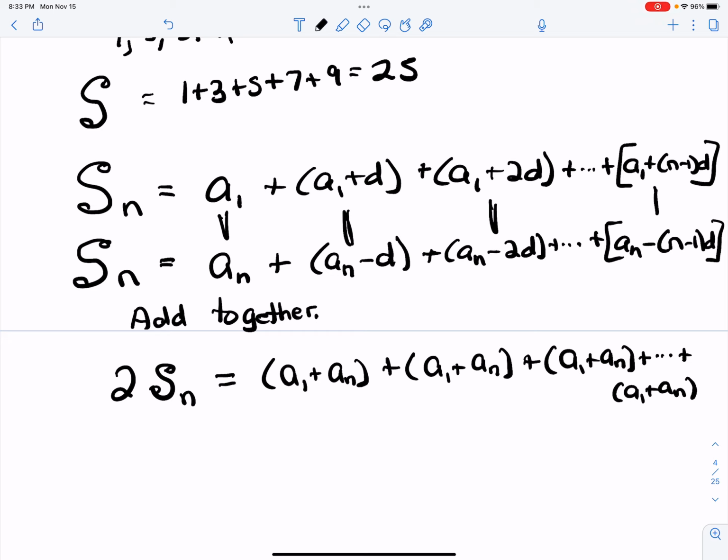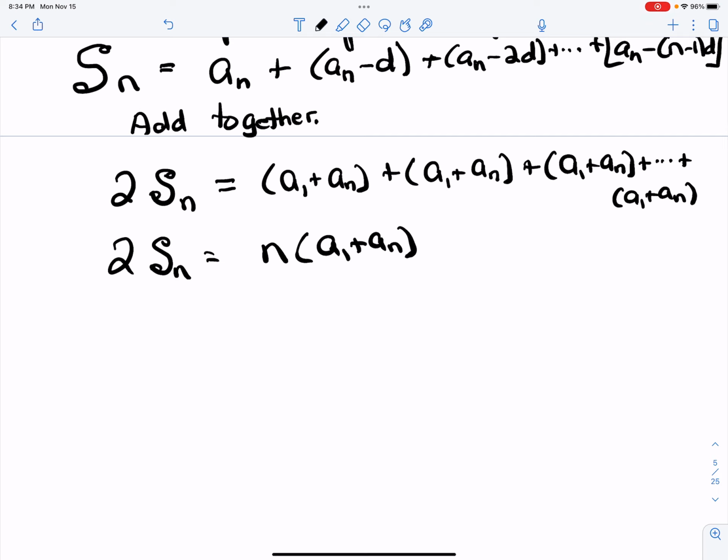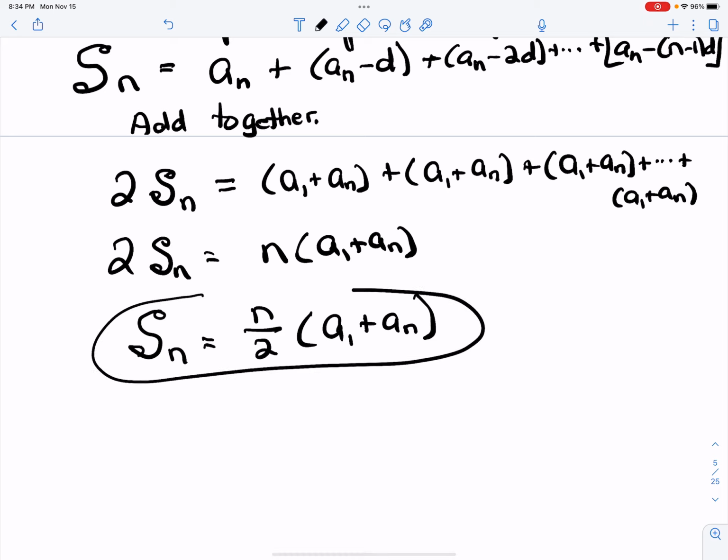Because notice that you've got a plus d and a minus d that basically cancel out. You've got a plus 2d and a minus 2d. You'd have a plus 3d and a minus 3d. Each time you add those terms, that second part goes to 0, and you're just left with a sub 1 plus a sub n. And you end up with n of these, whatever the number n is. So you could say n times a sub 1 plus a sub n. So you clean that up a little, divide by 2 on both sides, and here you go. So you have a nice little formula now for an arithmetic series.